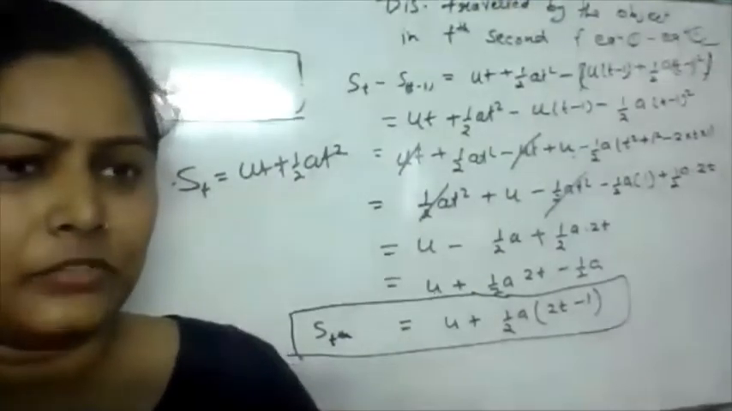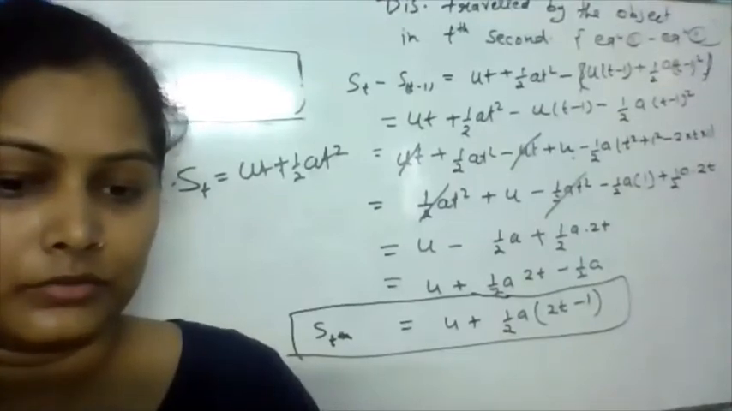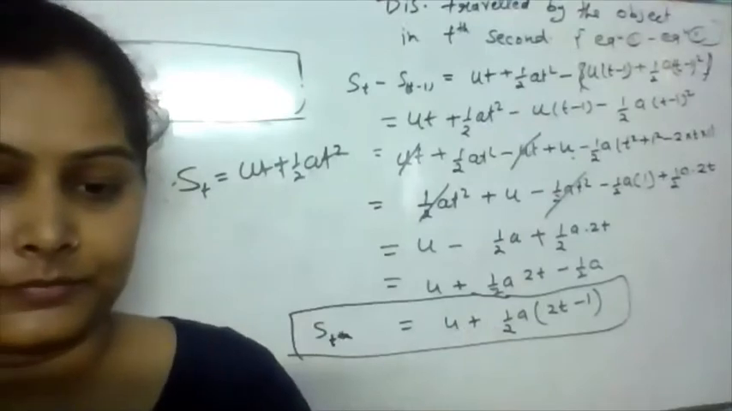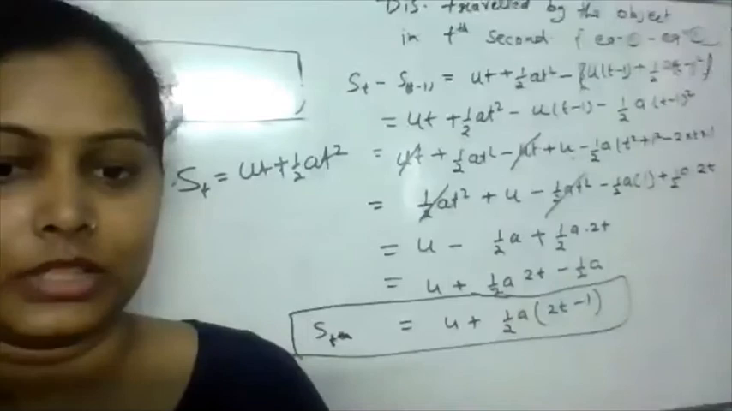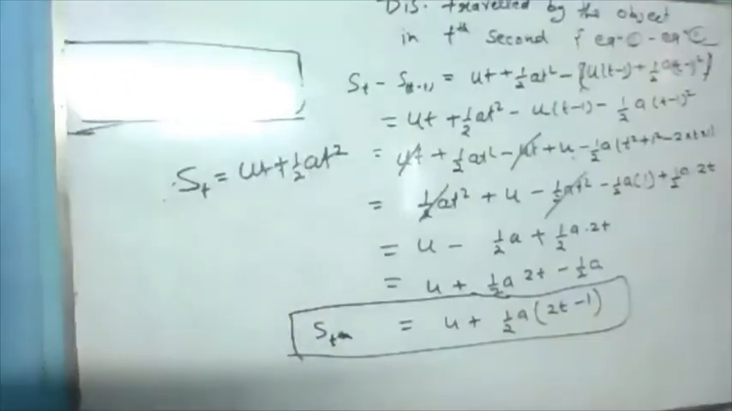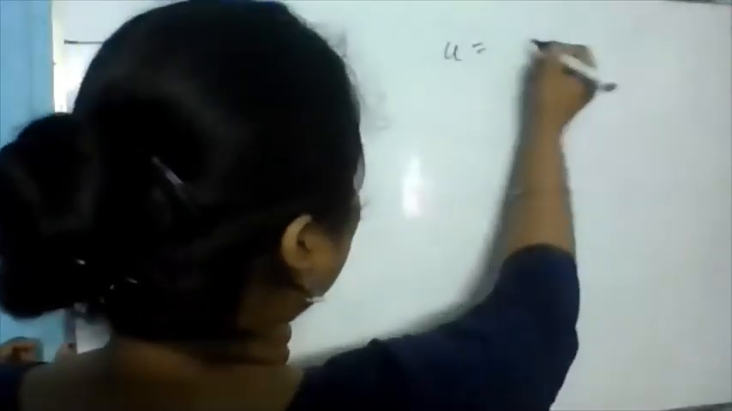If there is any confusion, then just try proving this by yourself, because it is simple mathematics, nothing else. Now let's see. So all the equations of motion are now clear, I hope, by the calculus method as well as the graph method. Now, we have three equations of motion.